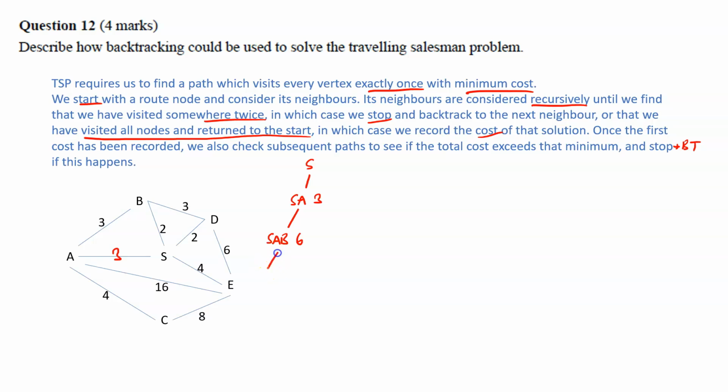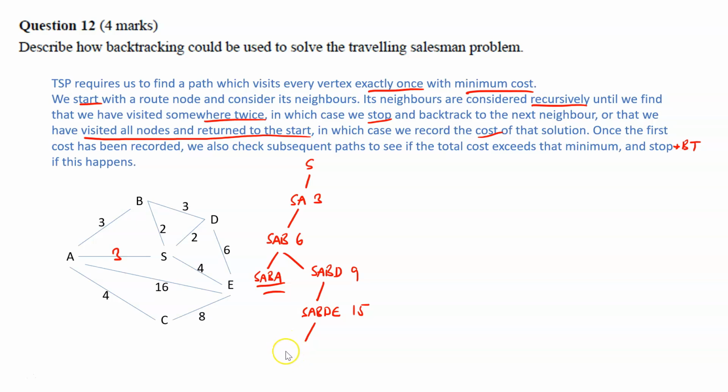Technically, we would then consider SABA again, but that would obviously be wrong. Then we would go SAB. The next one I'll consider is D in alphabetical order, so that would be 3. From there we go SABDE, which has a cost. I forgot to add that, didn't I? So that would be 9. 9 plus 6 is 15.